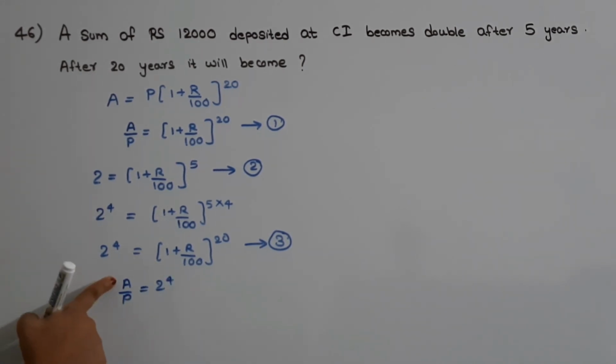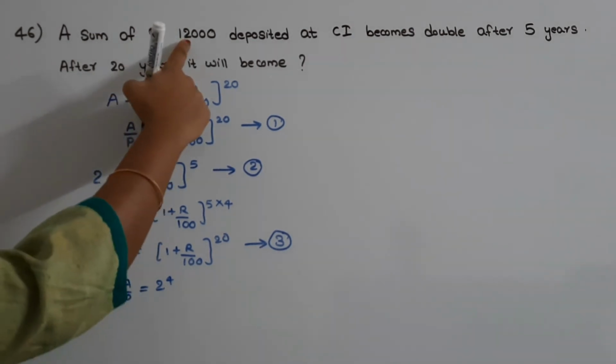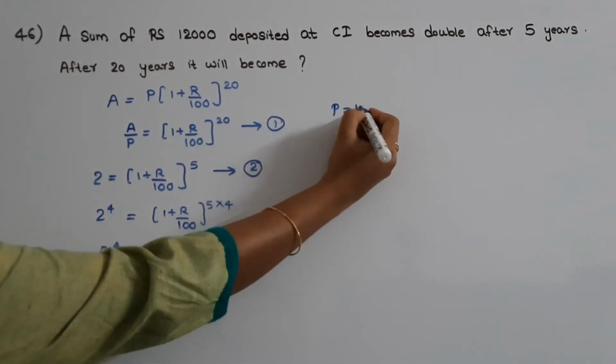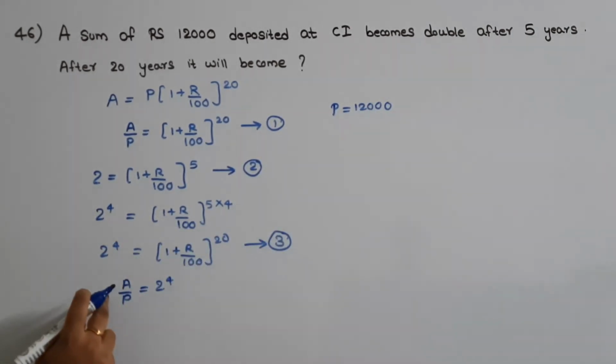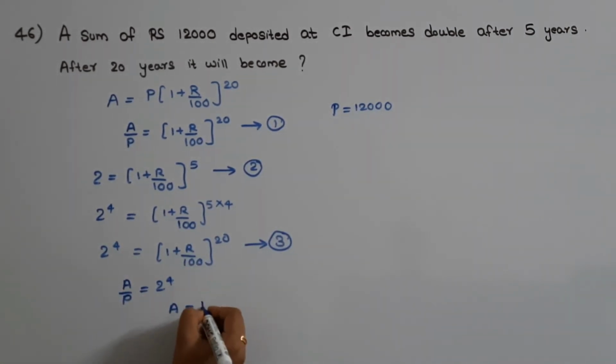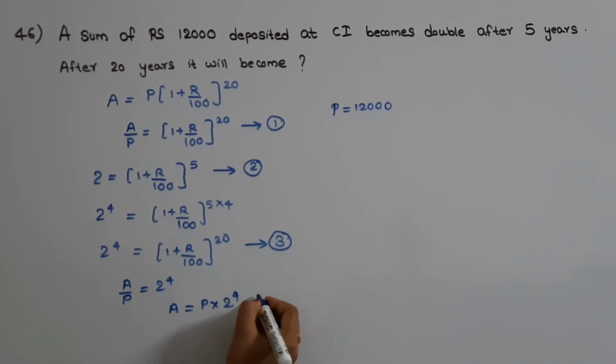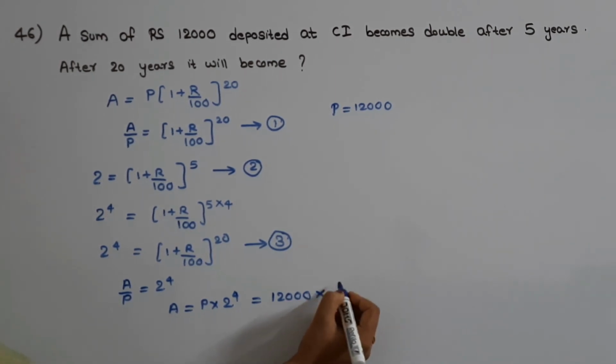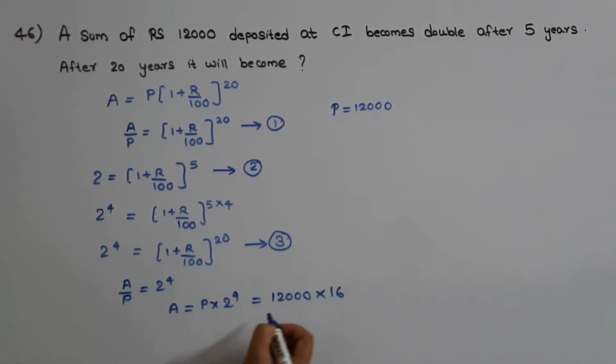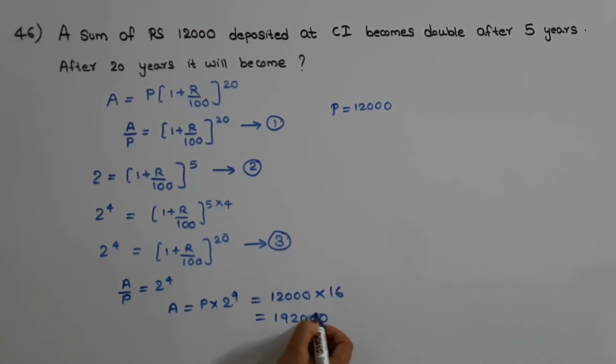Now we need to find out the value of the amount. The principal value is given as 12,000. Hence the amount will be equal to principal into 2 raised to 4, that is, 12,000 into 2 raised to 4, which is 16. On solving this, you will get the value as 1,92,000 rupees. Rupees 1,92,000 is the answer.